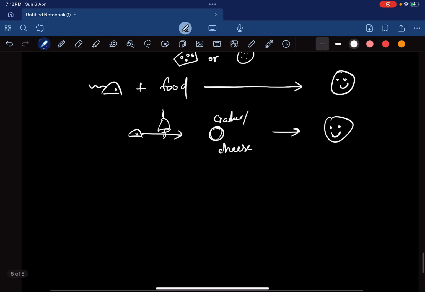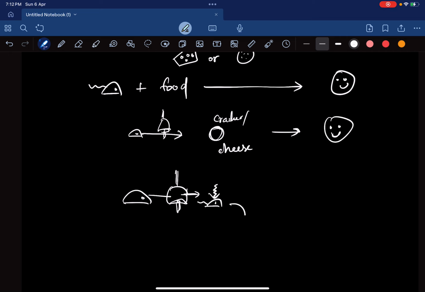In the next phase, as the mouse runs past the bell, it's going to receive a mild shock. The mouse withdraws. It does not go to the cracker or the cheese. Although this cracker or cheese is something the mouse is attracted to, because of this mild shock, the mouse withdraws.